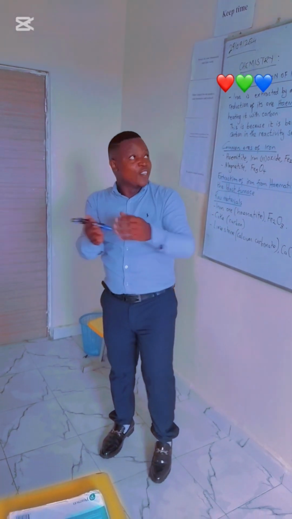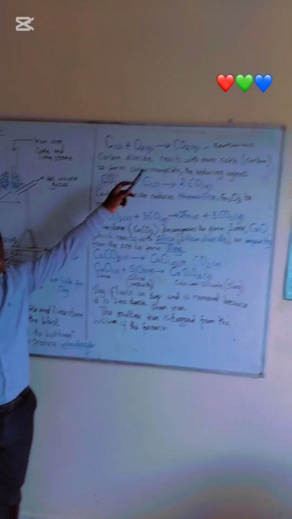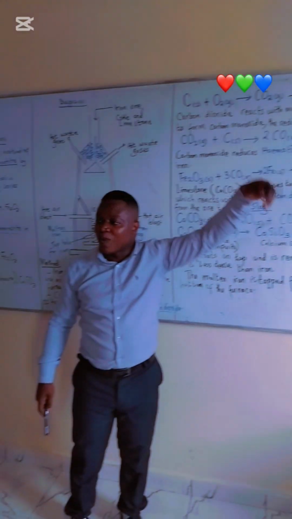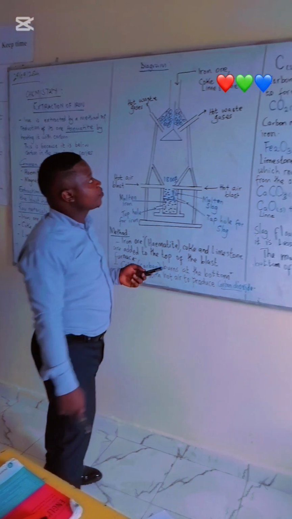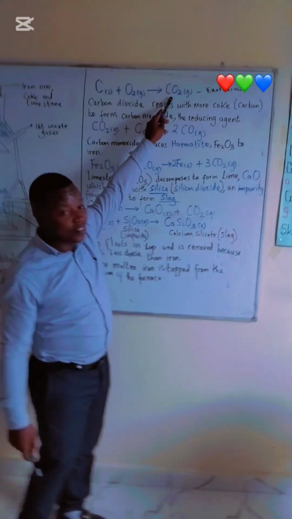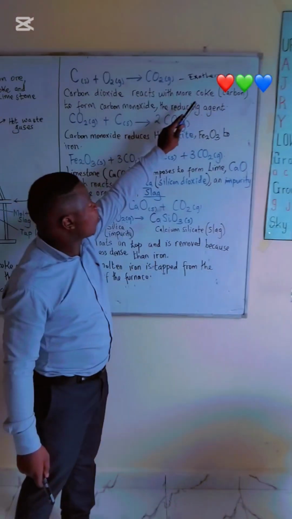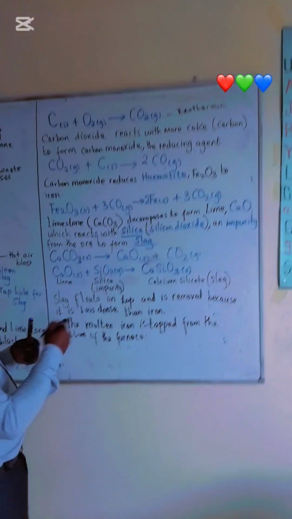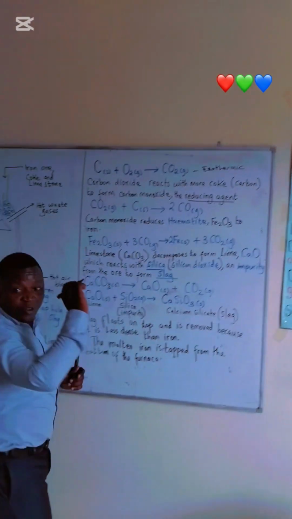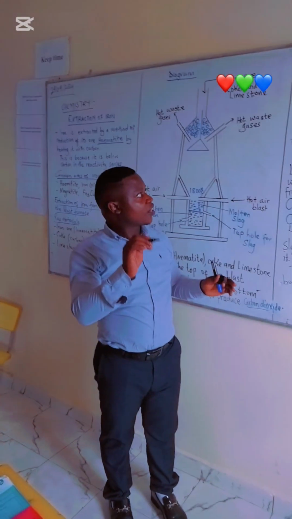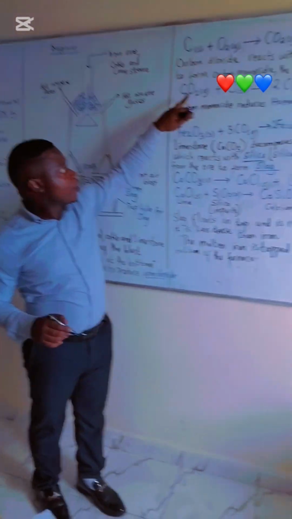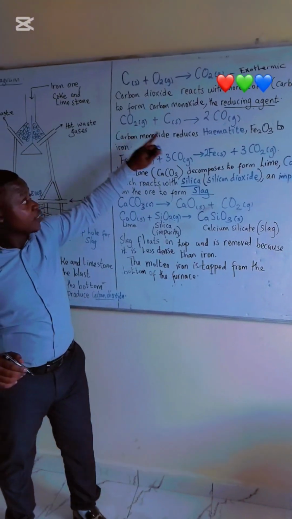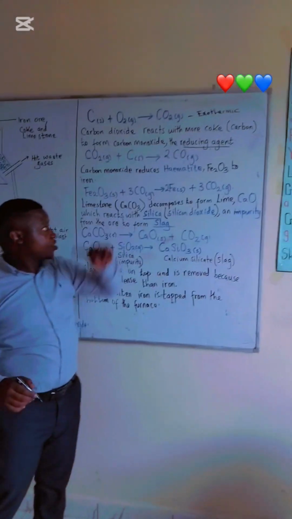More heat. Okay? So for carbon to react with oxygen, we need to heat. But as the reaction progresses, it generates more and more what? More heat. Okay? So carbon dioxide is formed, and this will react with more coke or carbon to form carbon monoxide. So this carbon monoxide formed is our reducing agent. Okay? So carbon reacts with carbon dioxide to form carbon monoxide.